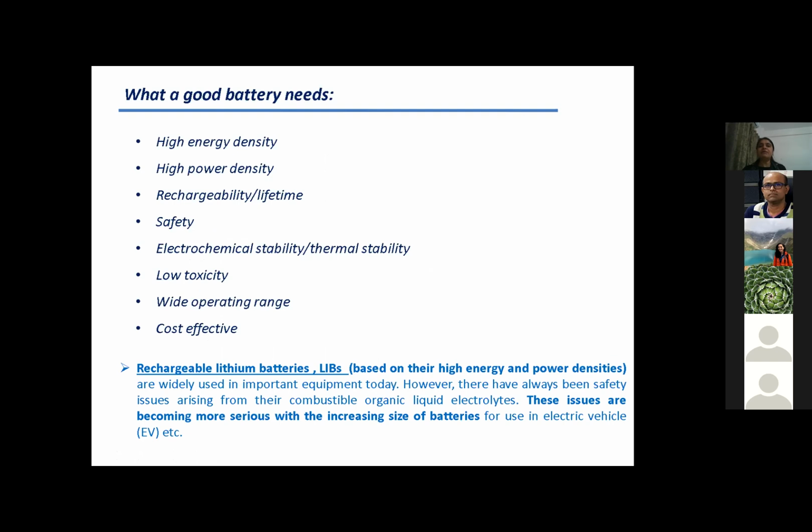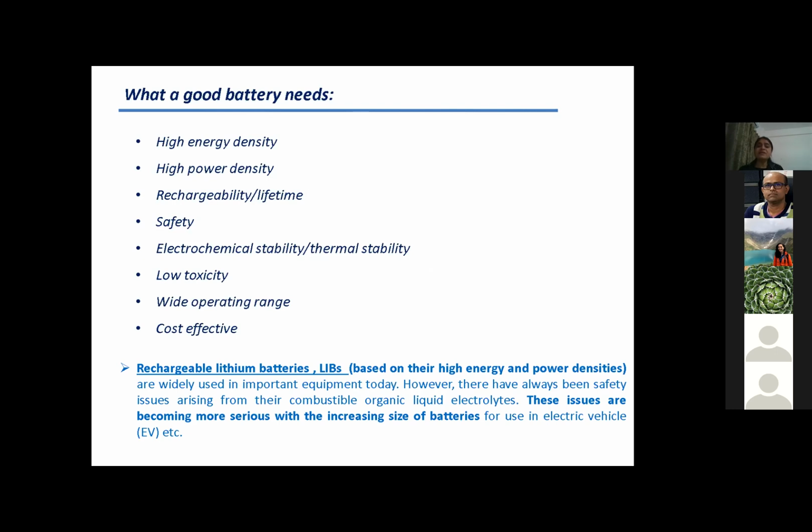So for a good battery, what do you need? Of course, as I have told, high energy density we get in general, but it would be much better than what we get now. Second is power density, rechargeability, lifetime, safety, electrochemical stability, thermal stability, low toxicity, and wide operating range. That means it will work over a wide temperature range, and cost effectiveness.